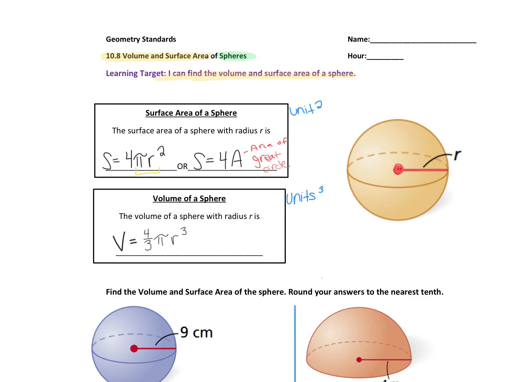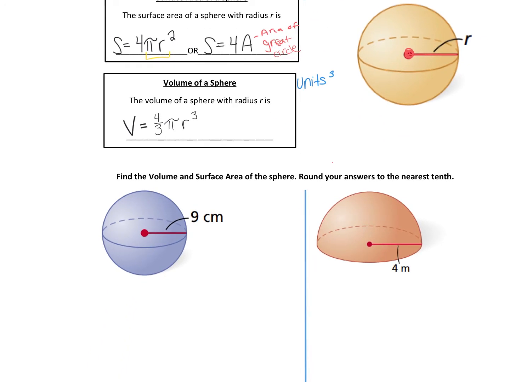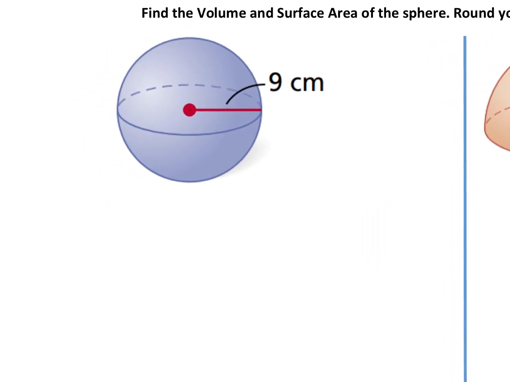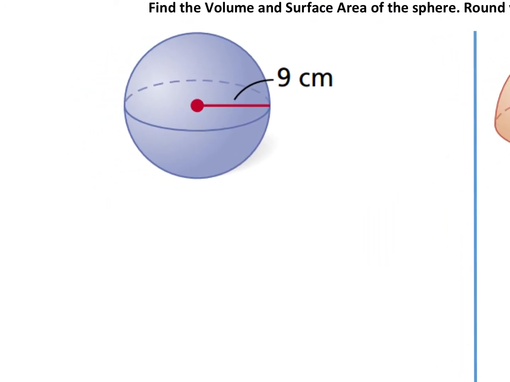So I say let's go ahead and take these formulas and jump right into some examples. So the first problem is find the volume and surface area of the sphere. Round your answer to the nearest tenth. So we're going to have to work with both of these formulas. So the first thing I'm going to do with our problem is I'm going to write out those formulas. So I have my surface area is that 4 pi r squared, or 4 times the area. Since I'm not given the area, I can go ahead and work with this one. And then my volume is going to be 4/3 pi r cubed.